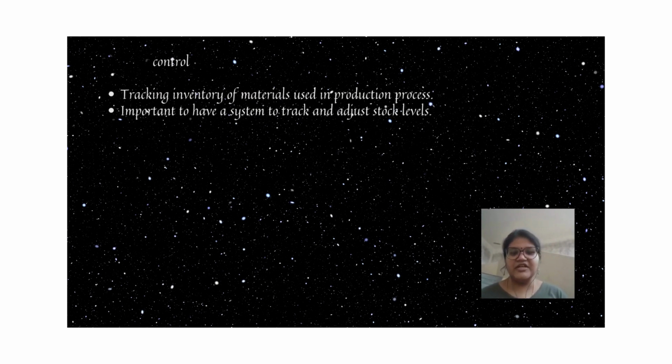It is very important to have a system to track and adjust stock levels because sometimes we might go less on the stock materials, so we have to buy. In case we don't track them, we cannot finish the products. Even if we do finish, it will get delayed. So to avoid all of that, this one is very important. The next one is material supply management. Here we manage the flow of materials from suppliers to customers.